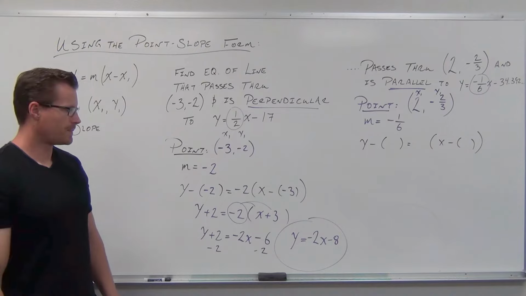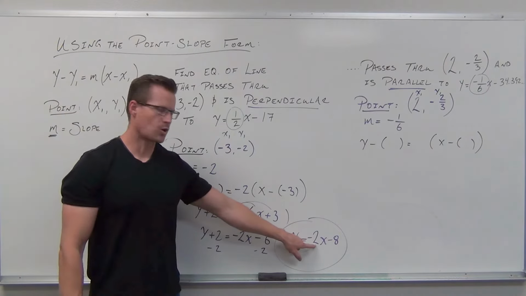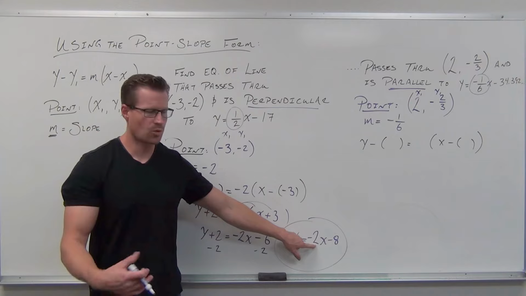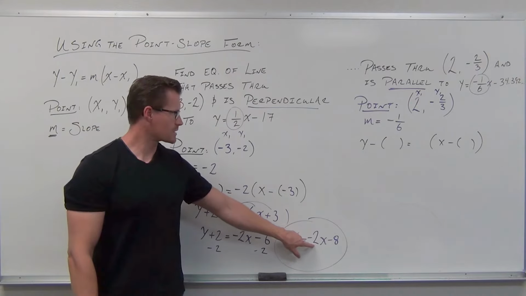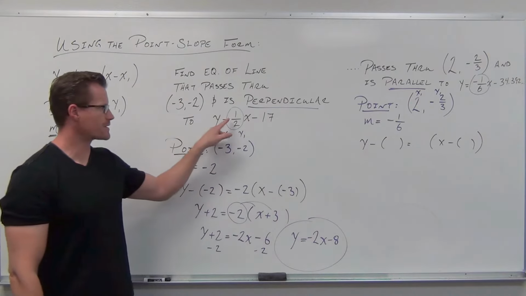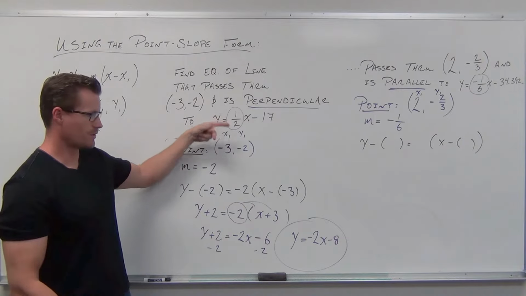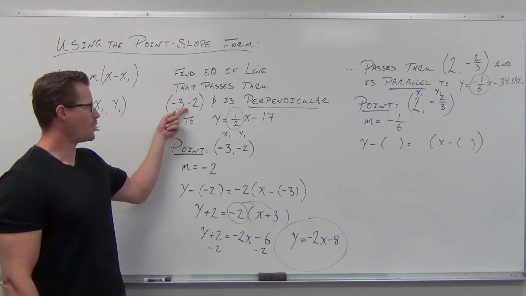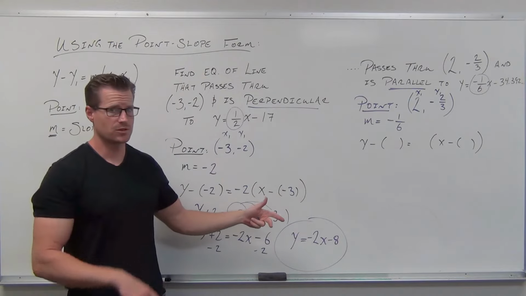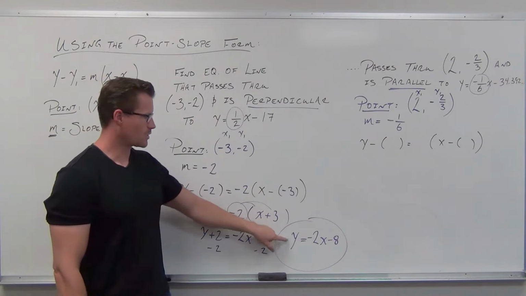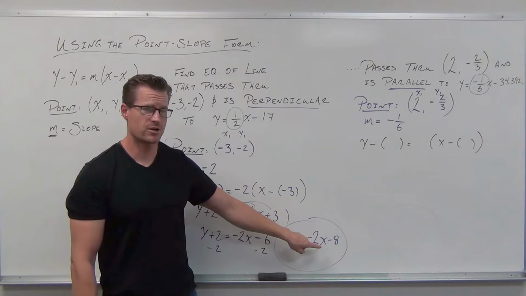Let's see if it works. Is this slope perpendicular? You should be checking because it'll show up if you're wrong. Is this slope perpendicular to that slope? Yeah, flip it over, change the sign, I got it. Is this point on that line? That's something you should check. So negative 2 should go right there.